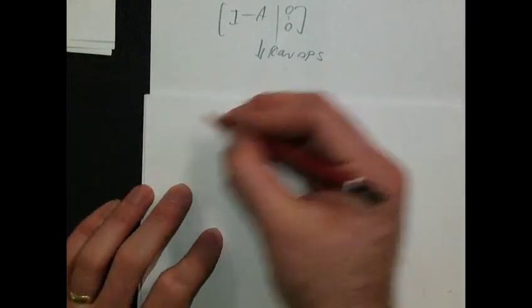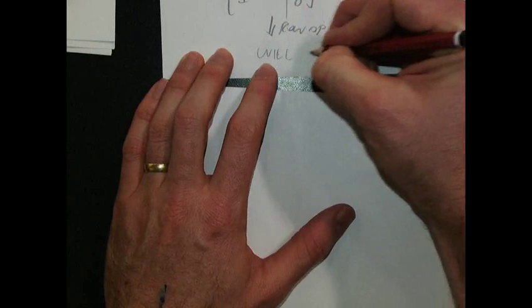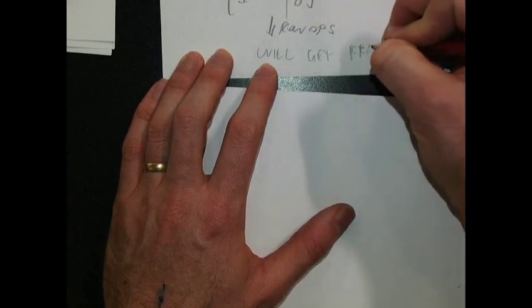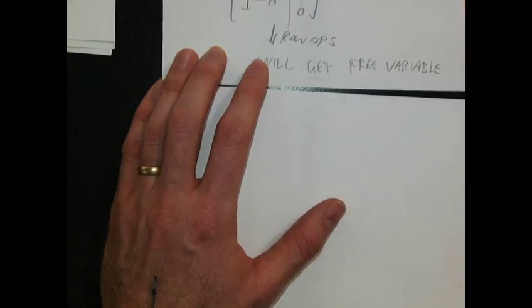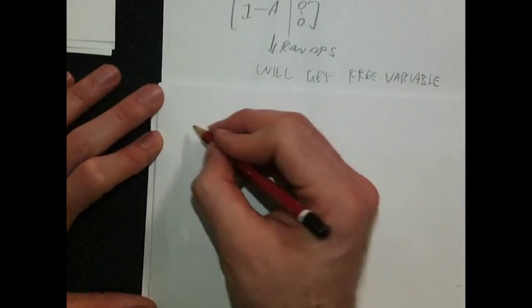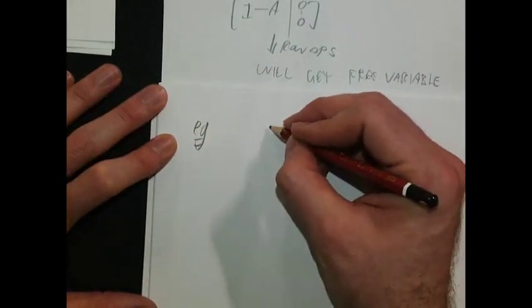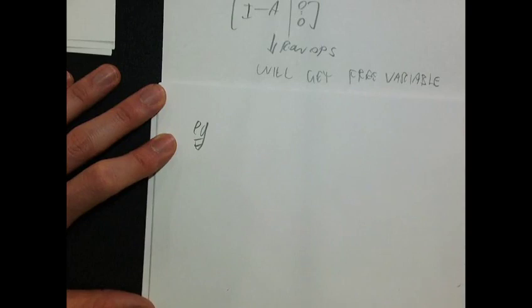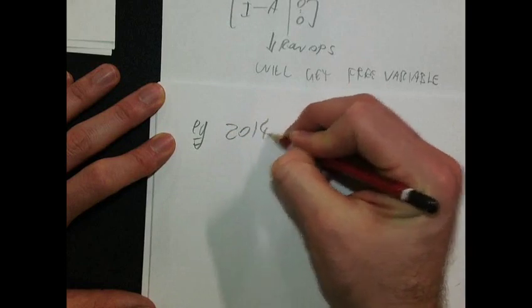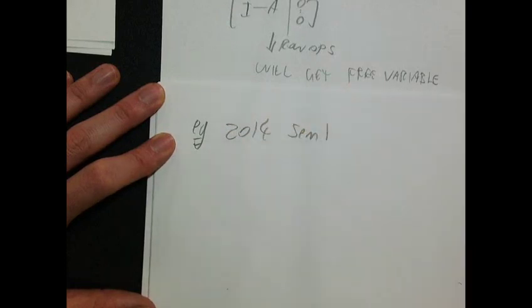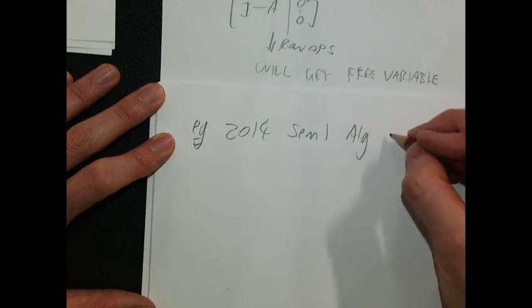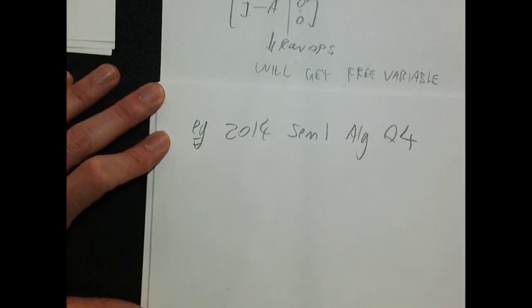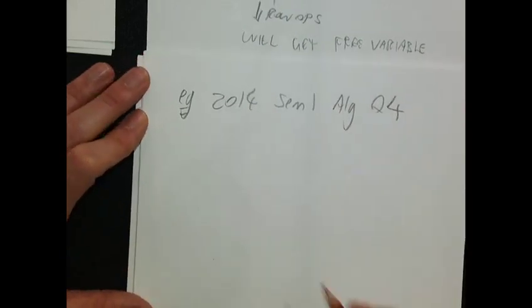So let's do a proper example. You're going to get a free variable. So let's just do that example from the lecture, in the exam. So this is 2014 Algebra question 4. Just so that if anyone's got the exam, they can go looking for it.